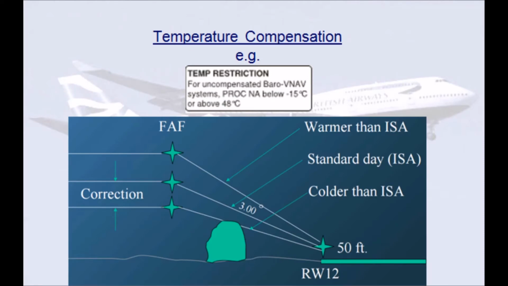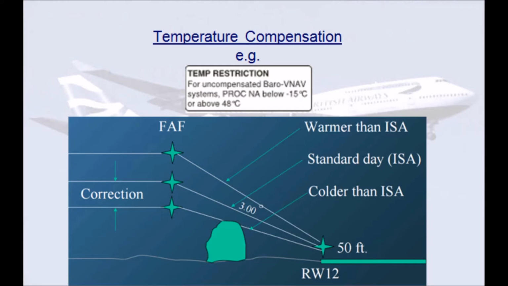Now, as we said in previous videos, the VNAV profile will be lower, whether flying level or down a glide slope, depending upon the temperature. And if it's cold, you will be closer to the ground. It's so much so that on some of the VNAV approaches which use uncompensated baro equipment, and that is ours, if the temperature is below a certain figure, then you're not allowed to carry out the approach.